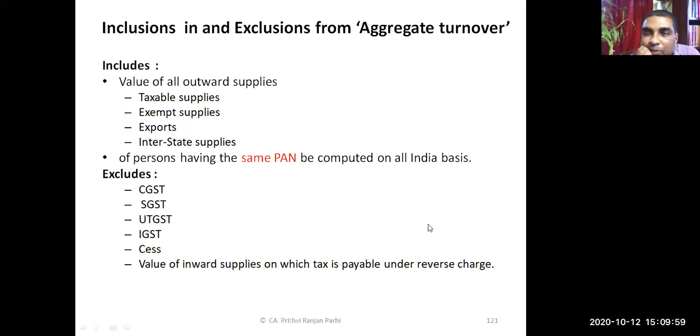And what is relevant, you have to understand one more thing. The aggregate turnover of the previous year is relevant. Is it not? On that basis, one will apply for composition scheme. Is it clear to you?